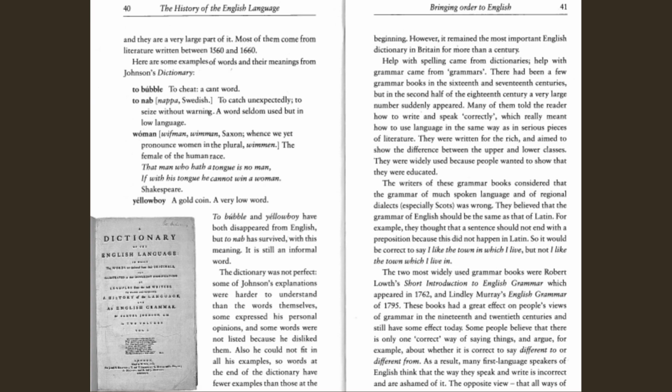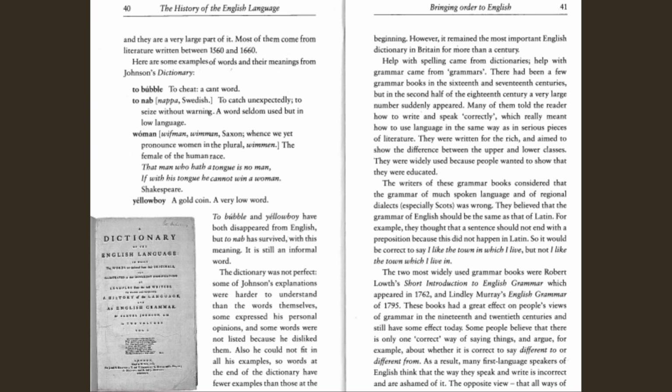To bubble and yellow boy have both disappeared from English, but to nab has survived with this meaning. It is still an informal word. The dictionary was not perfect. Some of Johnson's explanations were harder to understand than the words themselves. Some expressed his personal opinions, and some words were not listed because he disliked them. Also, he could not fit in all his examples, so words at the end of the dictionary have fewer examples than those at the beginning. However, it remained the most important English dictionary in Britain for more than a century.